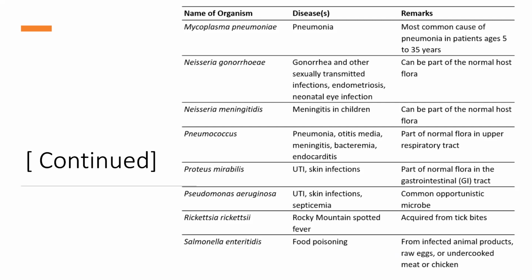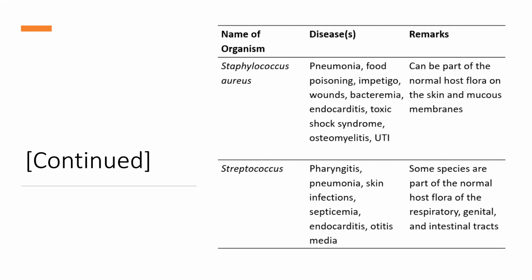Rickettsia rickettsii causes Rocky Mountain spotted fever, acquired from tick bites. Salmonella enteritidis causes food poisoning, and it's from infected animal products, raw eggs, or undercooked meat or chicken. Then Staphylococcus aureus causes pneumonia, food poisoning, impetigo, wounds, bacteremia, endocarditis, toxic shock syndrome, osteomyelitis, and UTI. It can be part of the normal host flora on the skin and mucous membranes.